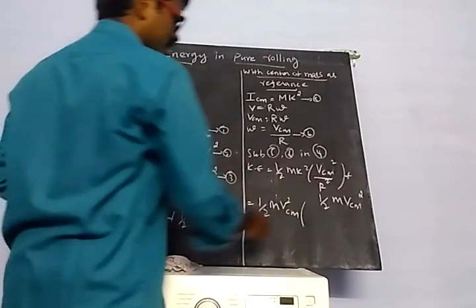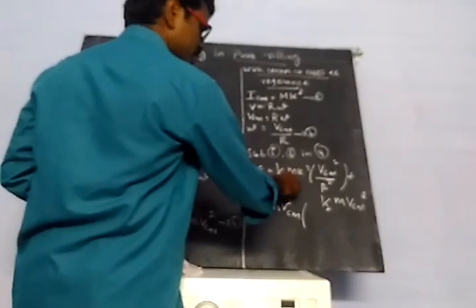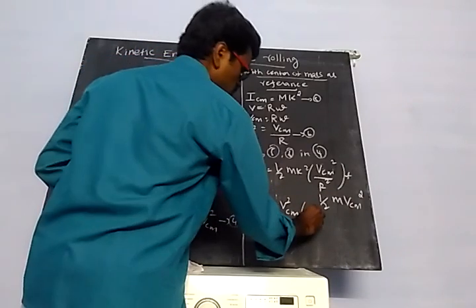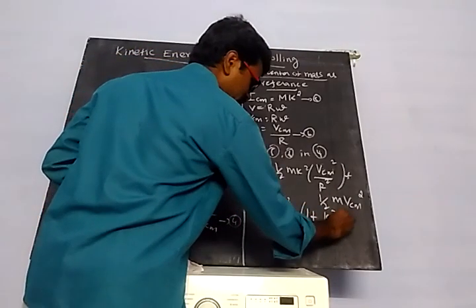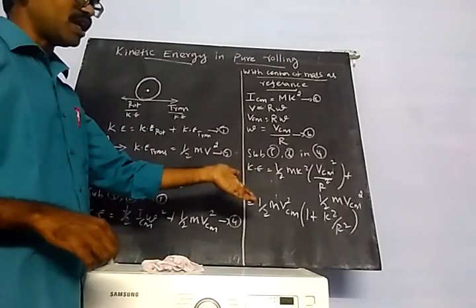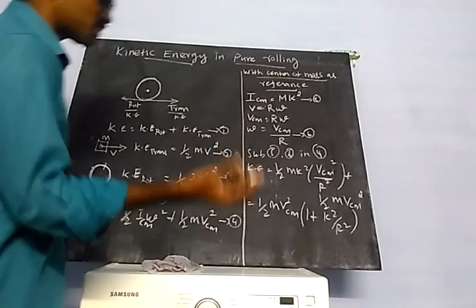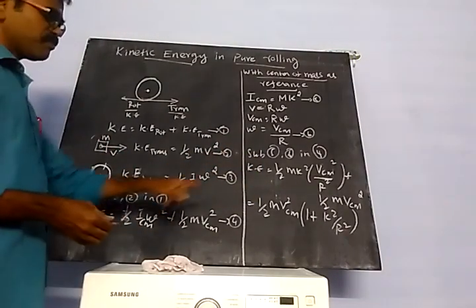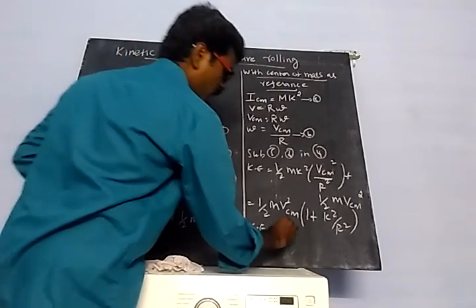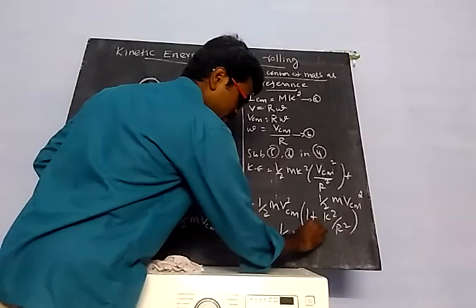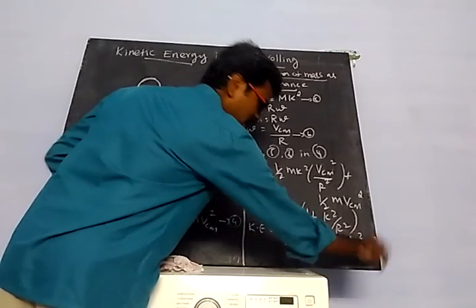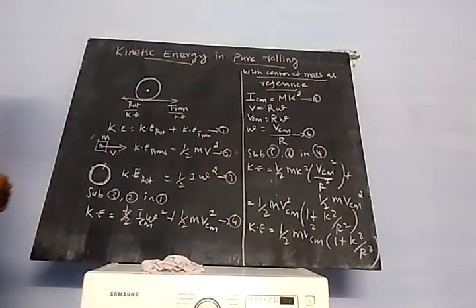What are the remaining terms? Here k squared by r squared is there, and here 1. So 1 plus k squared by r squared, or k squared by r squared plus 1, whatever may be. Both are equal only. So the total kinetic energy in pure rolling is half m V squared CM times (1 plus k squared by r squared). Okay, do you understand?